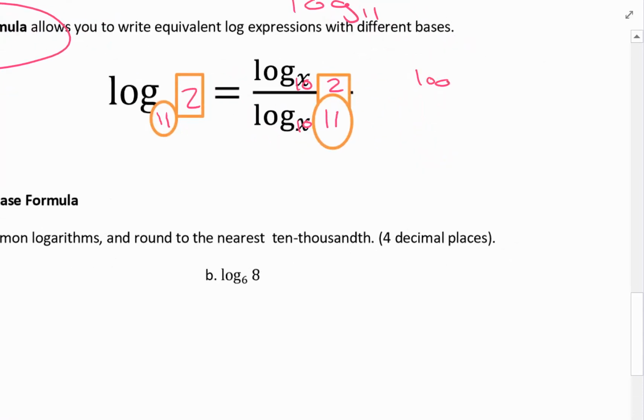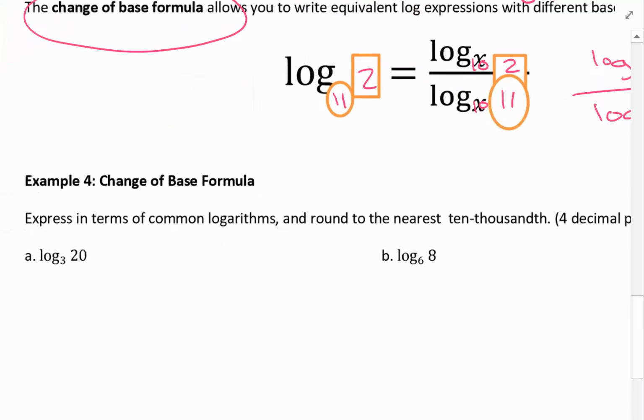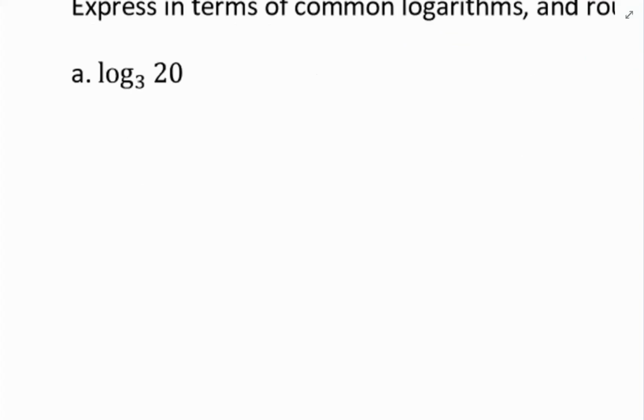I'll rewrite it for clarity. Log base 10 of 11. And then you just put it in the calculator. And remember, you don't need to write the 10 because it's implied if you don't write anything at all. Log 2 divided by log 11. So then you just put that in the calculator. I won't do that one. Let's just get these ones.